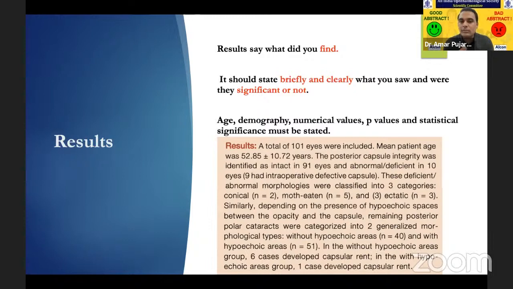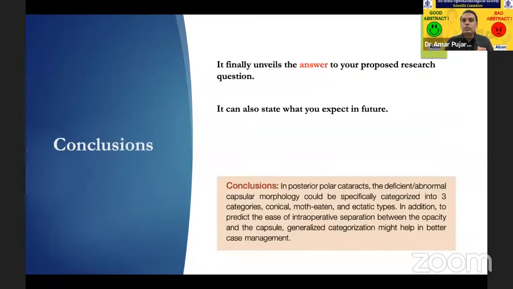Again, I'm going to mention the number of eyes out of 100 eyes which I found. You can mention percentage values also. I didn't mention them because the word limit was crossing. In the same way, whatever I found, what the intraoperative correlation was, and ultimately what the correlation is between the ASOCT finding and the intraoperative judgment. So in the conclusion, you are going to unveil the answer to whatever research question you had.